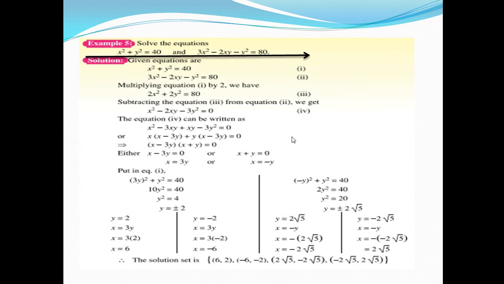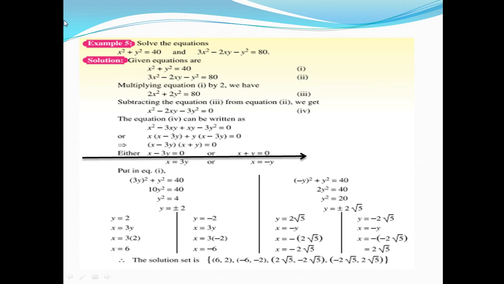Solving the equations x square plus y square is equal to 40 and 3x square minus 2xy minus y square is equal to 80. Solve the equations by other methods. Subtracting equation 1 and 2, we get the value x square minus 2xy minus 3y square, and factorize this. Applying factorization, x minus 3y and x plus y is equal to 0, so x minus 3y is equal to 0 and x plus y is equal to 0. x is equal to 3y and x is equal to minus y.